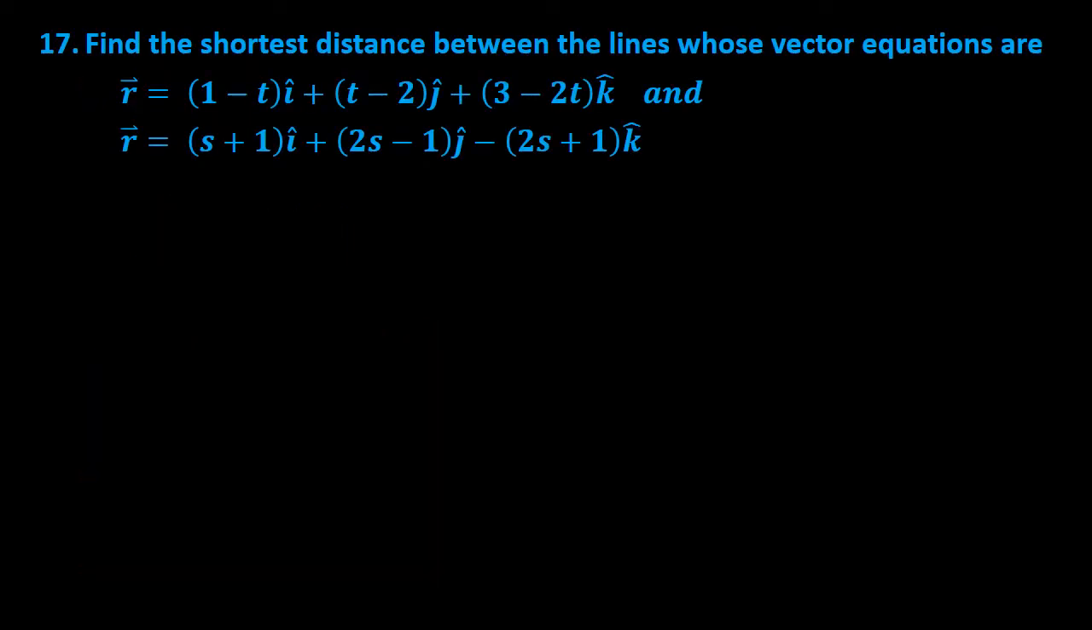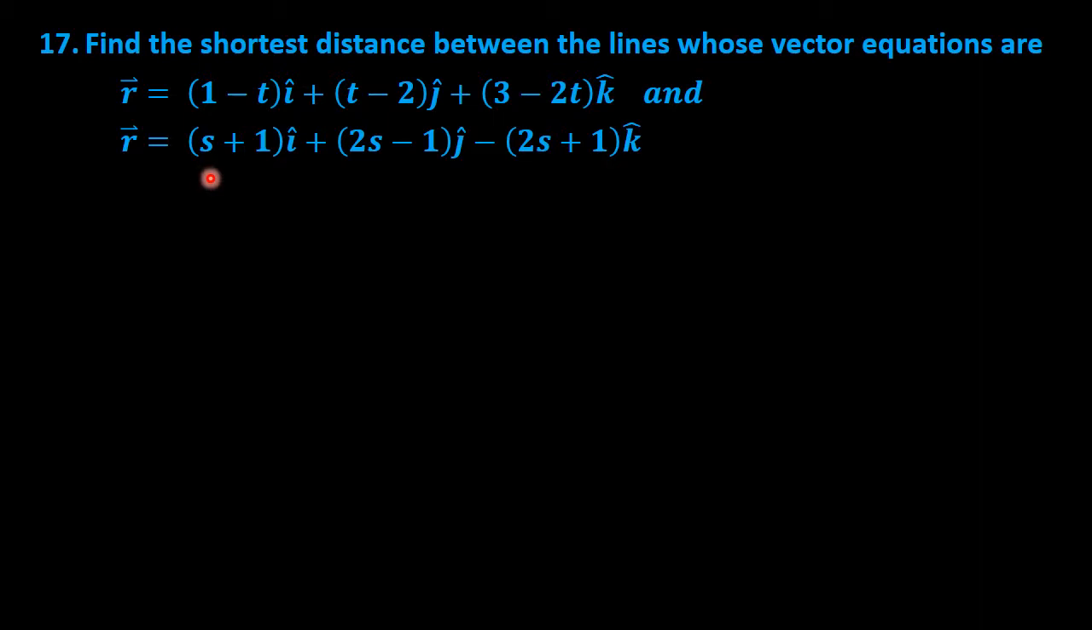Now let me solve question number 17. In this question, the equation of the line is given in the vector form. And also you can notice here that the given equation of the line is not in the standard form. That is, r vector equals a1 vector plus lambda times b1 vector, and r vector equals a2 vector plus mu times b2 vector. Also, the parameter for the first equation of the line is t instead of lambda, and the parameter for the second equation is s instead of mu.